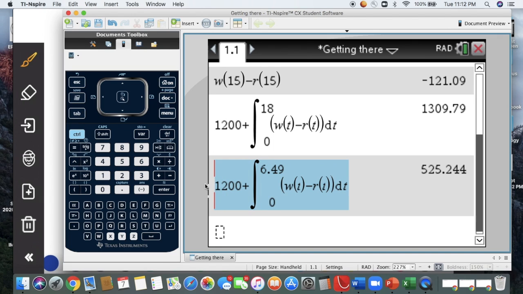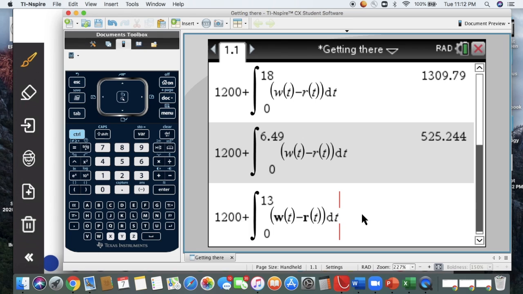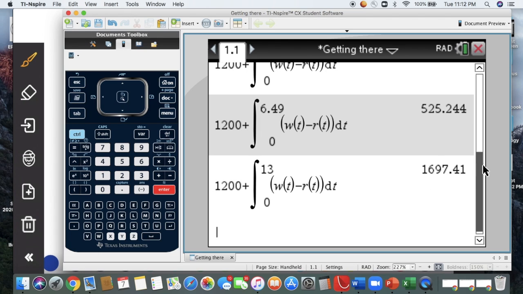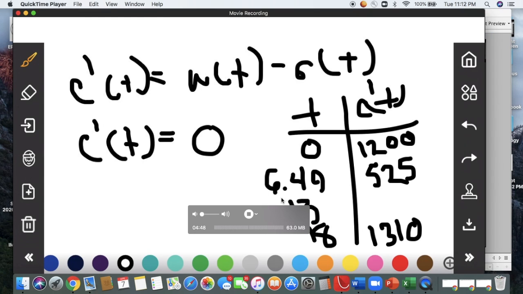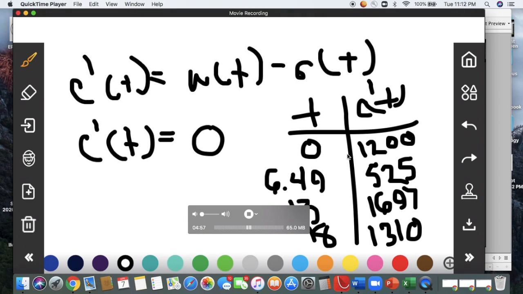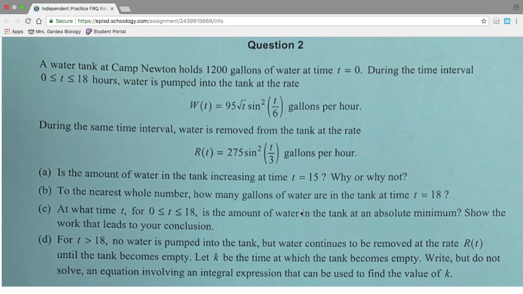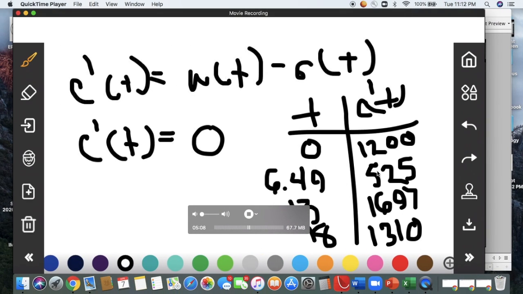So we can copy this if you want, just physically type it, but I'm just going to copy it for the sake of time. I'm going to put it to 13. And we get 1,697. And we'll put 1,697. And on the candidates table, you can see that at 6.49, this is our minimum value. So we found it, right? This is the absolute minimum, 525 at 6.49 hours.